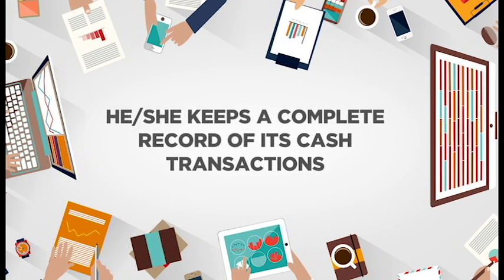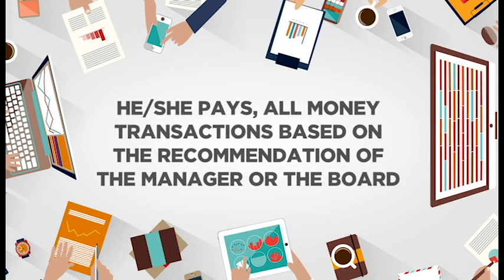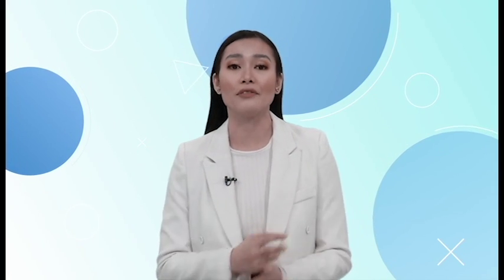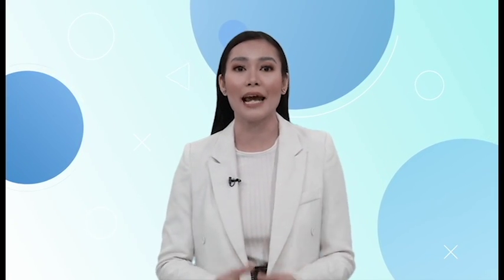The treasurer takes custody of all the money, securities, and papers of the cooperative. He or she keeps a complete record of its cash transactions. He or she pays all money transactions based on the recommendation of the manager or the board, and certifies the correctness of the cash position of the cooperative in all financial statements and reports submitted to the board of directors.